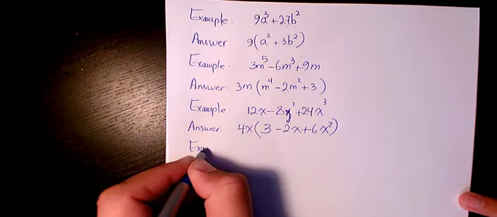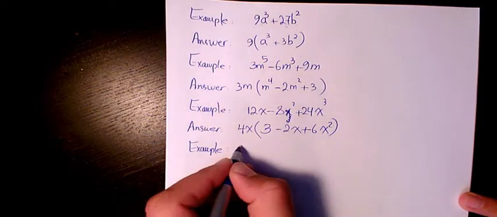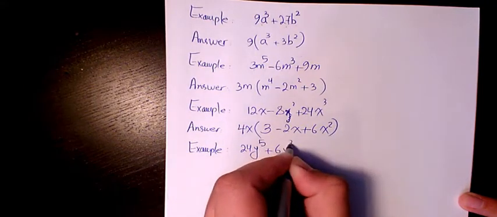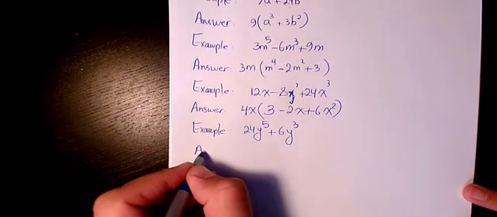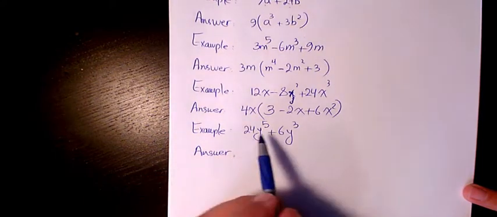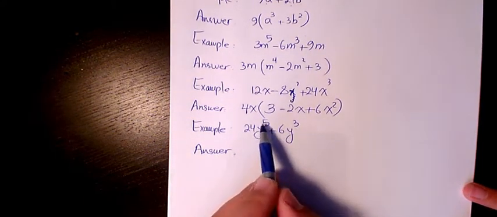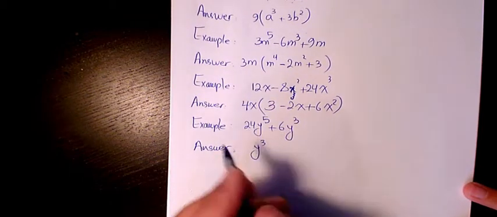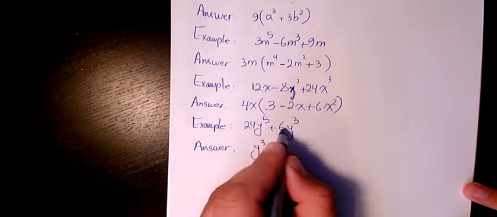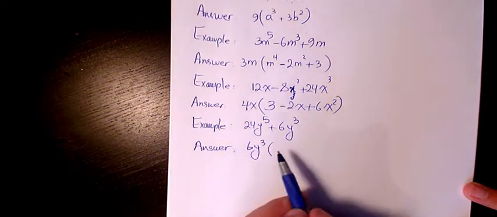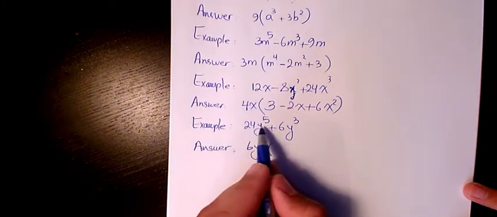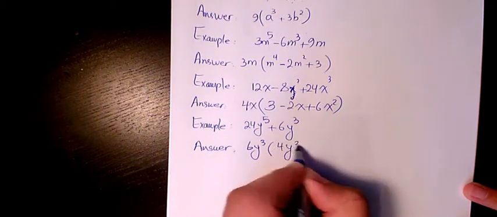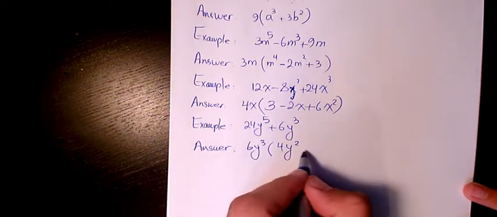Next example. Have 24y to the power of 5 plus 6y to the power of 3. The answer will be, here we have y cubed, here we have y to the power of 5. So the smallest one is going to be y cubed. 6 and 24. 24 is a multiple of 6, so we can factor 6 here. The GCF is 6. So 24y to the power of 5 divided by 6y cubed will be 4y squared. And 6y cubed divided by 6y cubed is going to be 1.